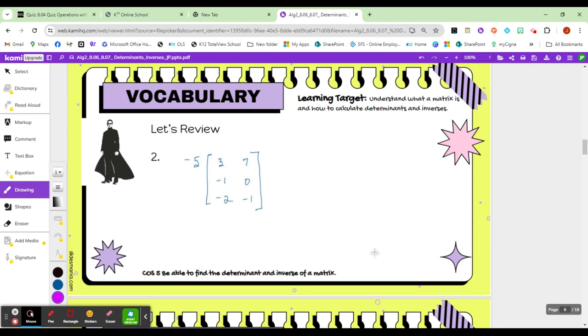Number 2 is an example of multiplying by a scalar. So this little -5 has a term. It is called a scalar. And when we're multiplying a matrix by a scalar, we just take that number on the outside and we multiply everything in the matrix by the scalar. So we do -5 times 3, which is going to get us -15. -5 times 7 is going to get us -35. -5 times -1.